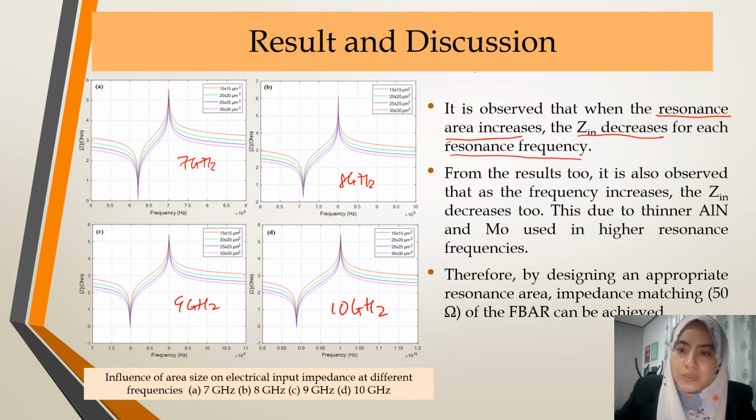From the results too, it is also observed that as the frequency increases, the impedance decreases too. This is due to thinner AlN and molybdenum used in the higher resonance frequency. If you refer to the design parameter table, we can see that the higher the frequency, the thinner the thickness of the AlN and the molybdenum. What is important here is that, by designing an appropriate resonance area, impedance matching of 50 ohm of the FBAR can be achieved.